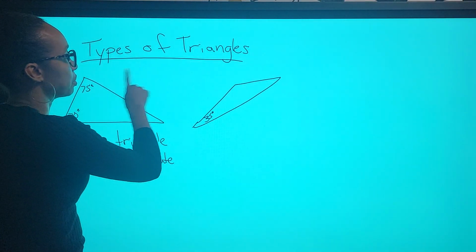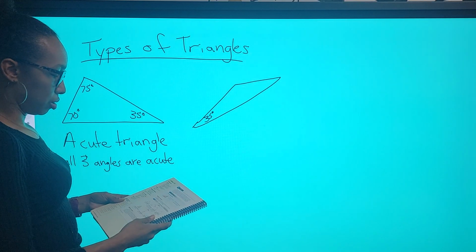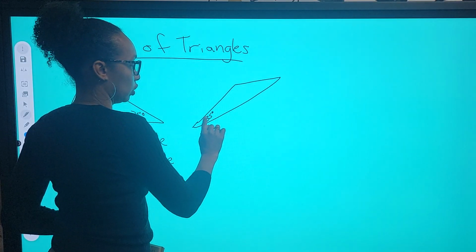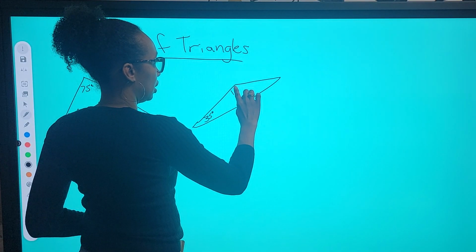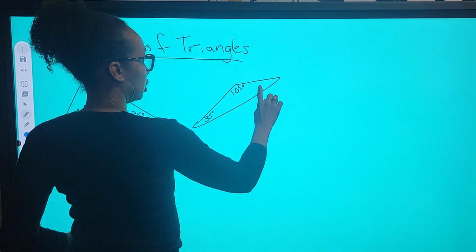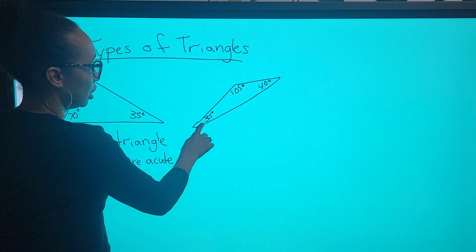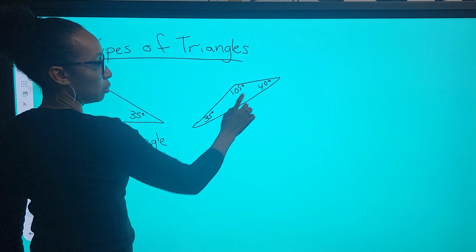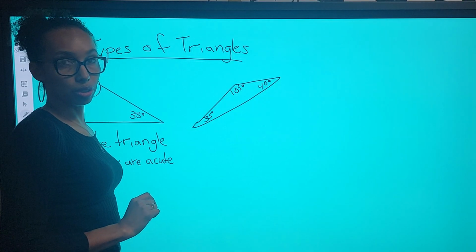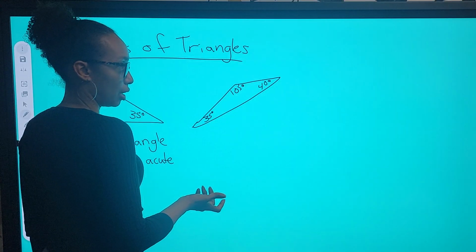Okay, but anyway, types of triangles. We talked about the acute triangles, and this one is a much different shape. Still a triangle, but we can see that this corner has 35 degrees, this one has 105 degrees, and this last corner over here has 40 degrees. And we notice that these two angles are less than 90 degrees, which makes them acute angles, but this angle is much larger. It's 105, making it an obtuse angle.